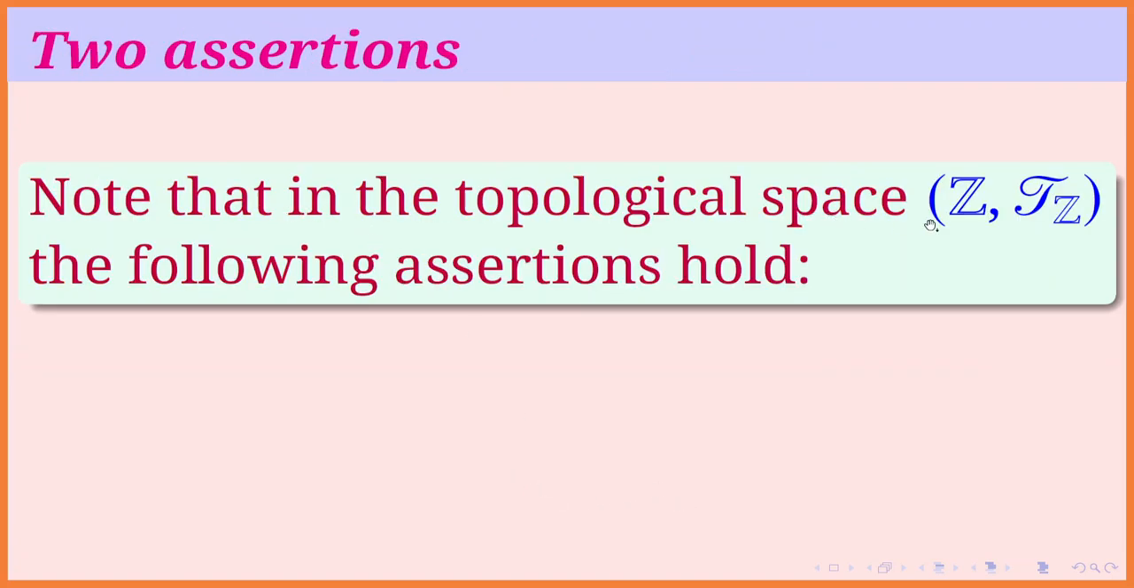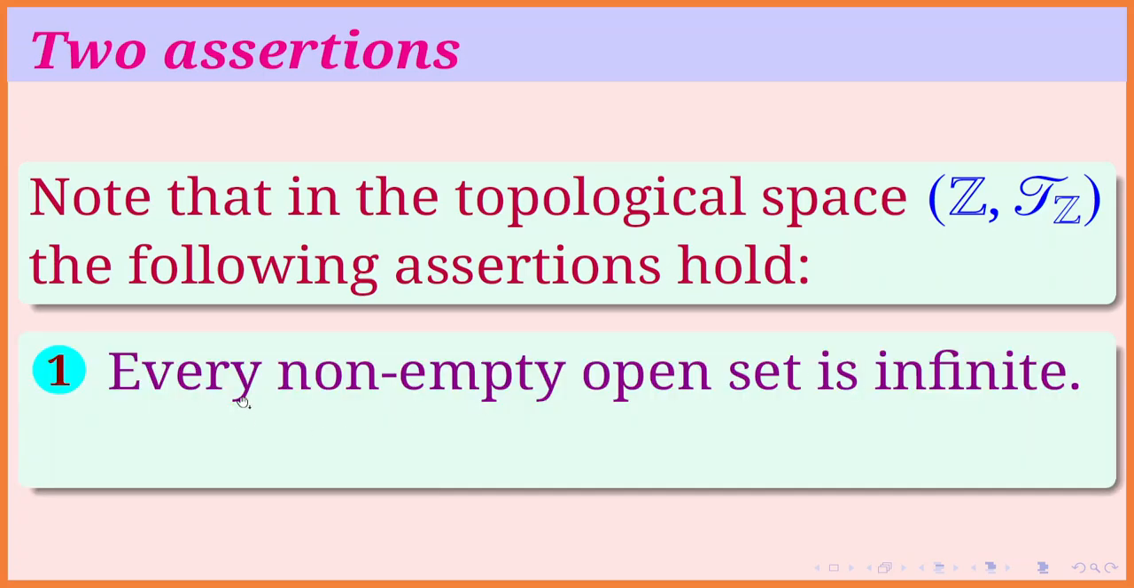Note that in the topological space (Z, TZ), the following assertions hold. What are they? First one is every non-empty open set in Z is infinite. That is obvious because, since it is non-empty, there is a point, and since the set is open, there is a neighborhood containing that point inside this open set, and neighborhoods are infinite sets. And therefore these open sets are infinite.